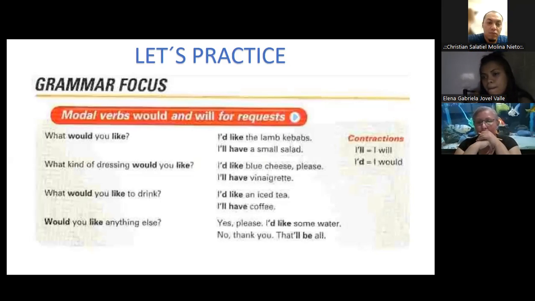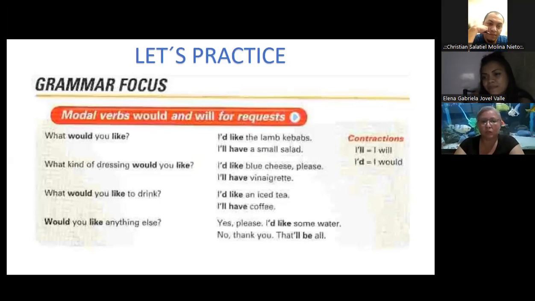That's one of the things that we are asking about food. And look at examples. Tenemos cuatro preguntas. Imagínense que Elena Gabriela le toca ir a un restaurante y solo en inglés habla. Para Elena Gabriela va a ser fácil esto. Easy, easy. I will request some delicious food.